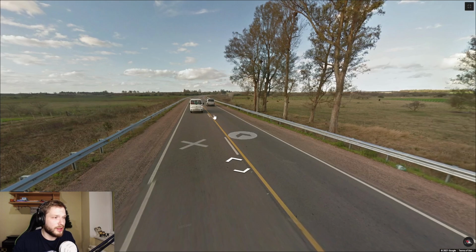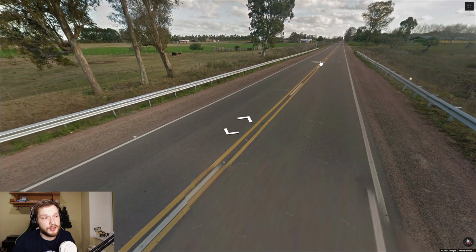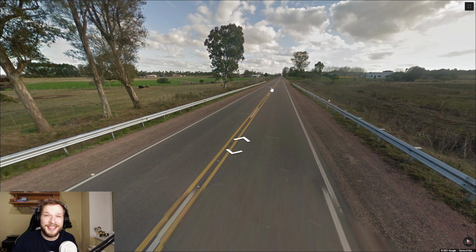So as I just mentioned, this also is Uruguay. However, if you see road lines that go like this, with two yellow solid lines and white dashed line in the middle, it means that it is Uruguay, because I don't think they use these in Argentina.